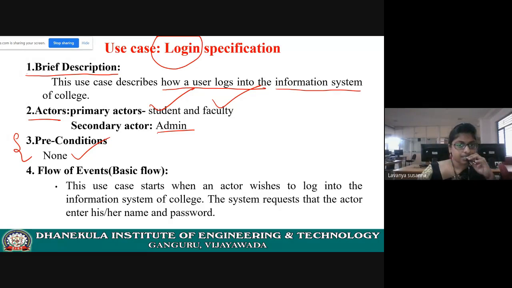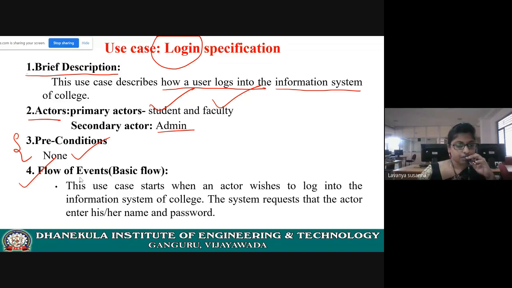Precondition means before logging into the system, some condition must be met. There are no conditions to log in. You just need to click the login page, right? Now, the fourth one: flow of events. Here you need to write all the sequence of actions to be done. See, once again, I won't explain in detail. For your lab exercises, I won't explain in detail.